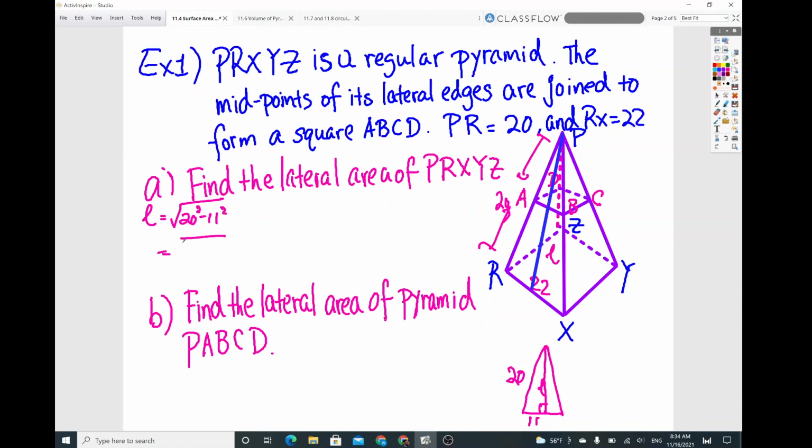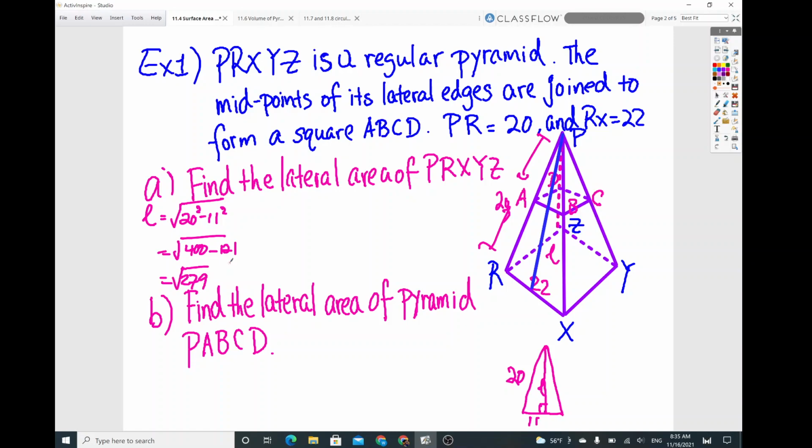So 20 squared is 400, and 11 squared is 121. Once you subtract, we get the square root of 279. And 279 is a non-perfect square number, so basically we can just leave it like that.